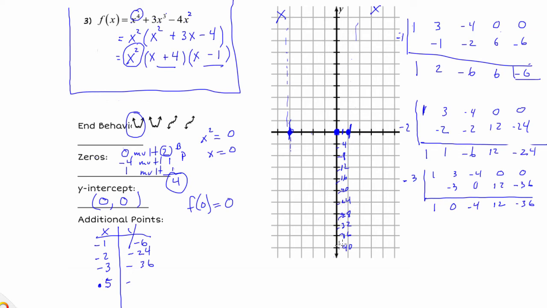Of course. All right, let's just plot those. So negative 1 is negative 6, which is about here, because it's between 4 and 8. Negative 2 is 24, so that would be here. And negative 3 is 36, which is here. So that's actually a little lopsided there, but that's okay. And we still have to plug in 0.5.